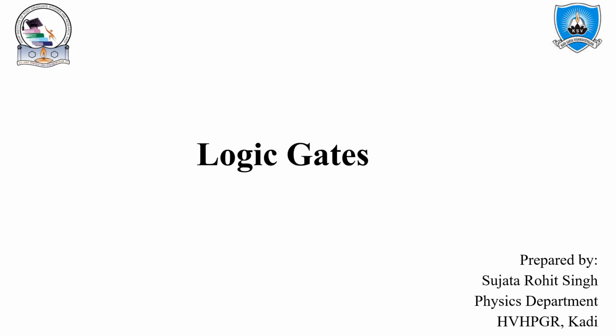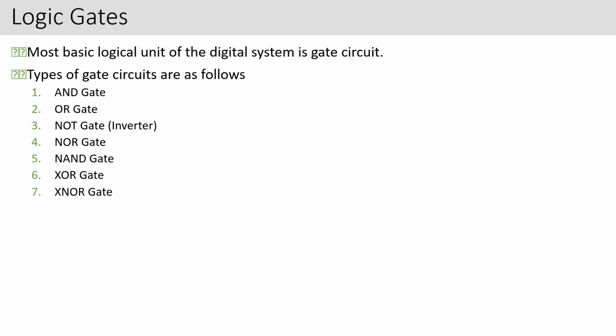Now the question arises: whenever we talk about logic gates, what are logic gates? You can say the most basic logical unit of the digital system is the gate circuit. Okay, the most basic logical unit of the digital system. Now you might have seen that in my previous lecture I talked about the digital system, where we came across the number system and all. So the most basic logical unit of the digital system is the gate circuit.